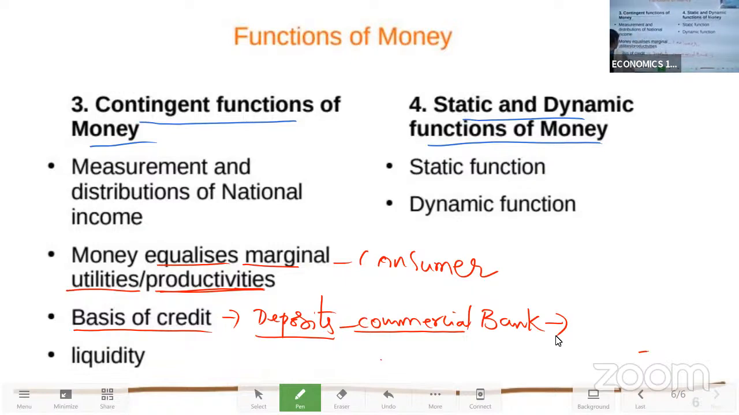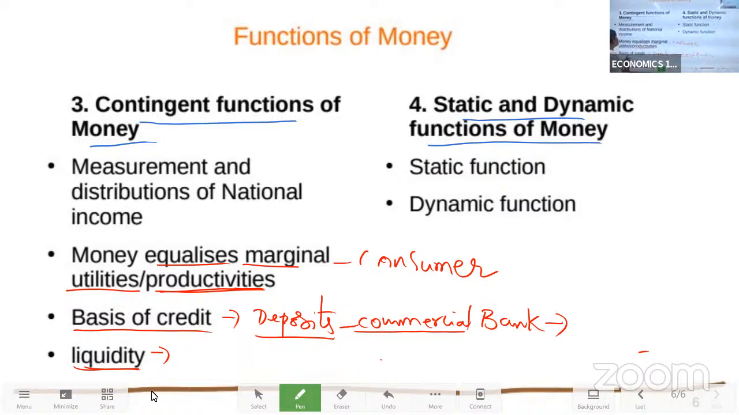Another function of money is liquidity. The last one is liquidity. Liquidity means money is the only 100% asset which can be transferred easily, exchanged easily, turned into money easily, and which everyone accepts easily. That is called liquidity.